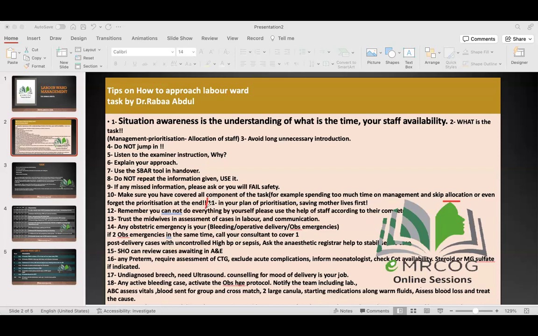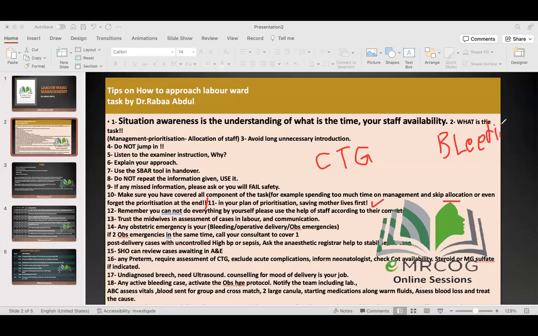And what I'm telling you here from the advice is things that I have experienced with candidates over the years when we teach Part 3. In your plan of prioritization, save the mother's life first, please. So if you have a case of severe bleeding, and you have a case of pathological CTG, which one has the priority over the other? Both are urgent, both you need to deal with, but which one, the bleeding case or the pathological CTG case?